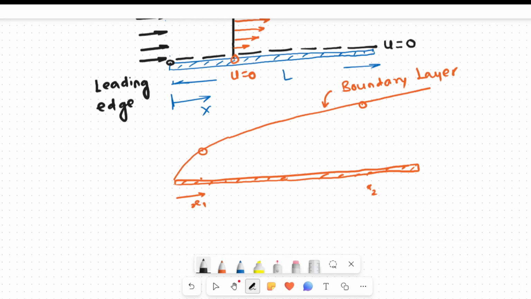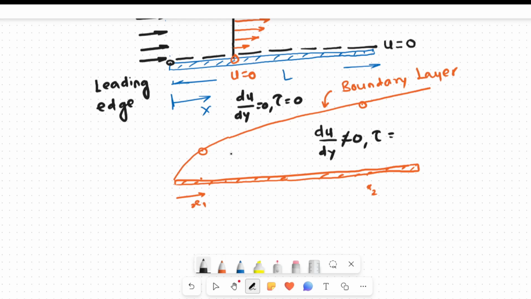Now, when we had a discussion about the free stream velocity, we said that the value of du by dy equal to 0 in the free stream. So this is the free stream, and du by dy was equal to 0. It means that tau was equal to 0. Now, in the boundary layer, what is happening? The value of du by dy is not equal to 0. It means that the shear stress will have some value.